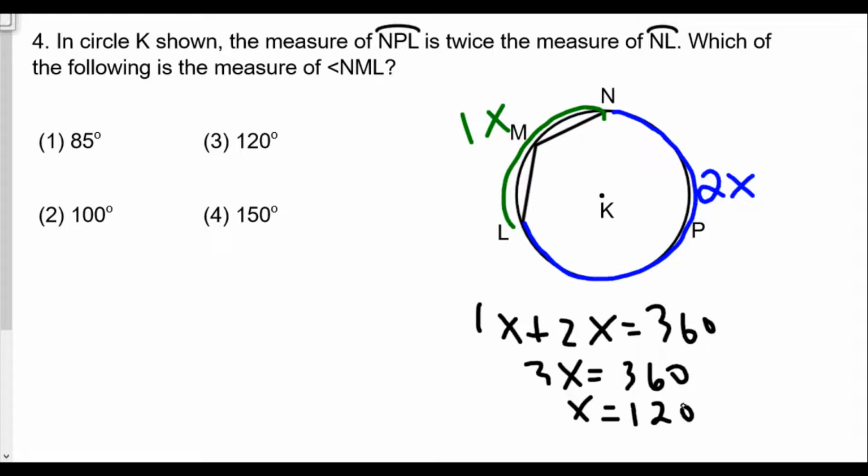So we know the measure of arc NL is equal to 120, and the measure of arc NPL is equal to 240 degrees. Now back to the question.